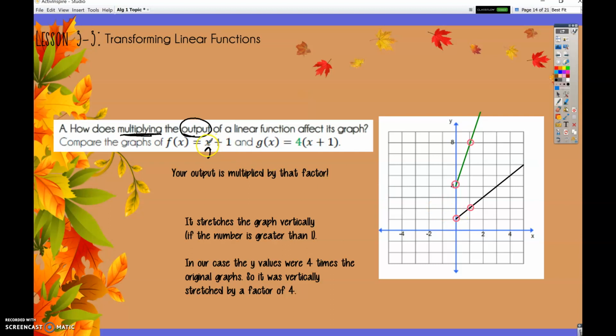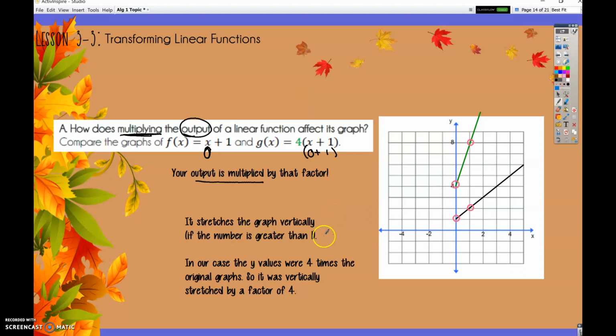Or when I input 0 here, I used to get 1. Now when I input 0, I still would get 1 here, but then I would multiply by 4. That takes all of my outputs times 4. My outputs will be multiplied by that factor. This ends up stretching our graph vertically.